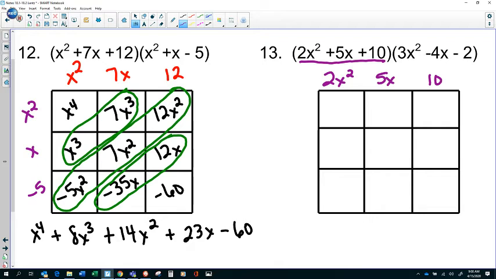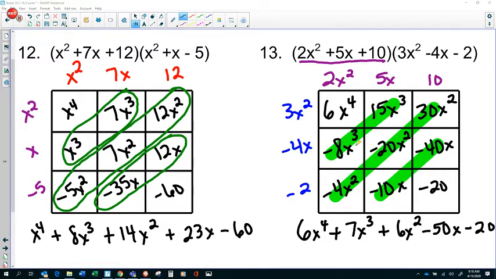The next one over here is going to be my 3x squared. Then I've got a negative 4x and a negative 2. At this time, I'd like you to pause the video, go ahead and multiply all these together, combine your like terms, and write the answer along the bottom. Go ahead and hit resume when you're ready to check your work.